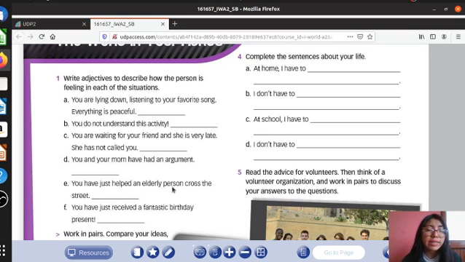The second, you don't understand this activity. What is your feeling? Angry, okay? Maybe you can feel angry because you don't understand. Another feeling? That's right, confused. So, I don't understand. I feel confused, okay? The letter C.